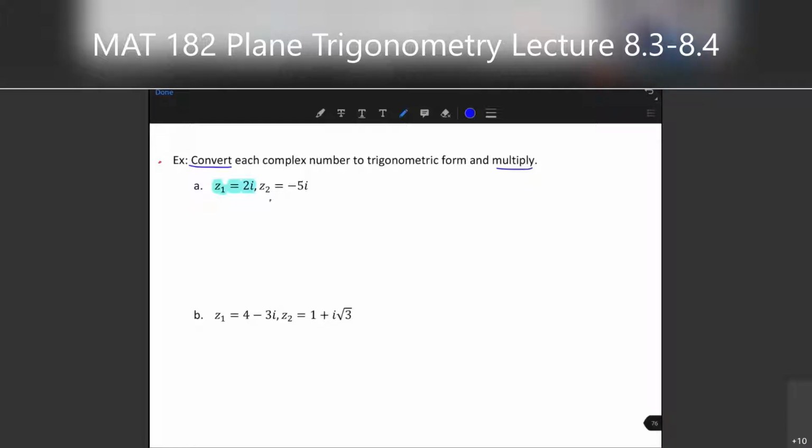So to think about converting these to the trigonometric form, let's just see if we can graph these two complex numbers, and then we'll try to write them in the trigonometric form. So we're going to start with the Z1.